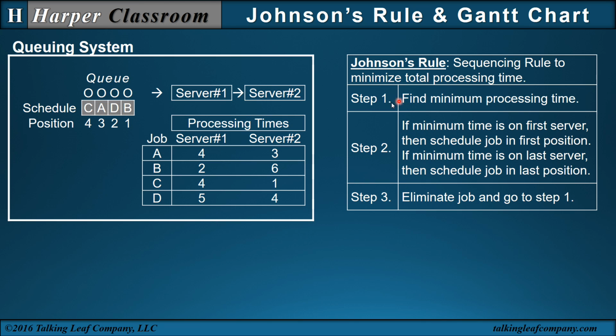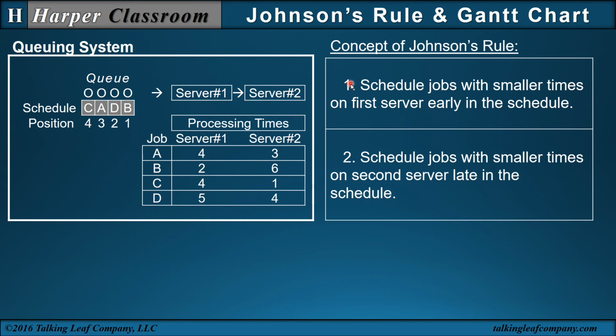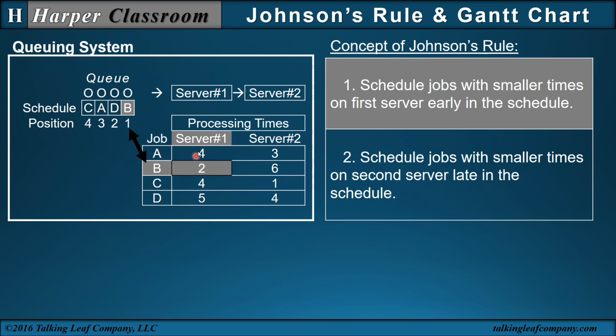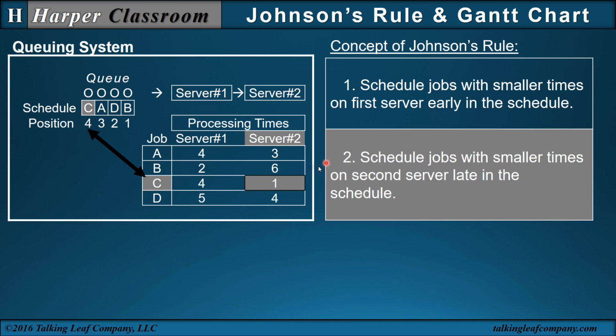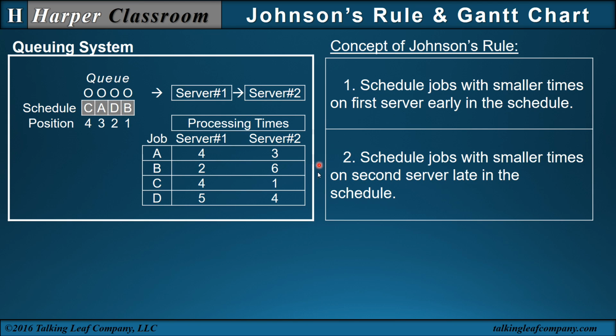But when step 1 results in only 1 answer, then the Johnson's Rule will be unique. And this video only considers unique schedules from a Johnson's Rule. Now we can see the concept of Johnson's Rule. 1. Schedule jobs with the smaller times on the first server early in the schedule. Number 2. Schedule jobs with smaller times on the second server late in the schedule. Now let's see how these 2 concepts can be used to solve a Johnson's Rule problem with Excel.